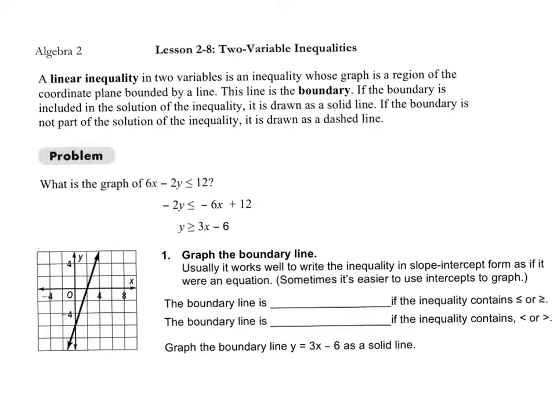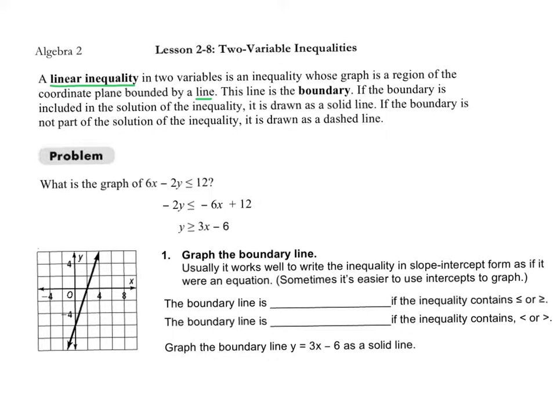This is lesson 2.8 on two variable inequalities. Definition of a linear inequality: an inequality in two variables whose graph is a region of the coordinate plane bounded by a line. So it basically means, if you look at this picture down here, you're going to graph the line and then you're going to be shading on one side or the other. So we're talking about inequalities in the coordinate plane rather than on a number line.